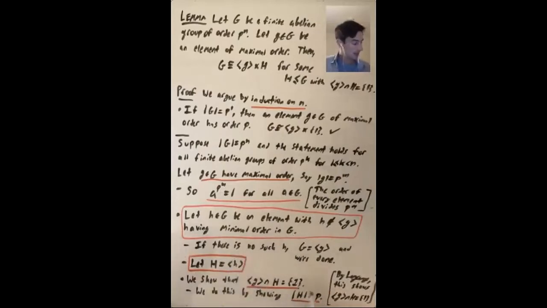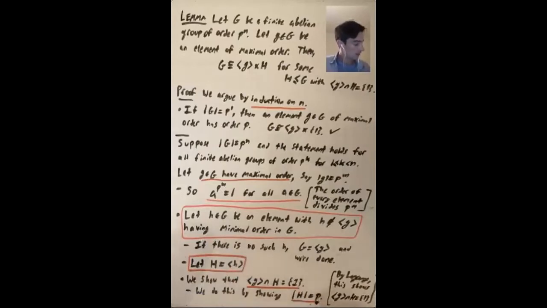So what's another way to say that? h in G is an element not in the cyclic subgroup with minimal order. We're saying that there is such an element where that order is p. Right? So that's the smallest that the order of a non-identity element could be.